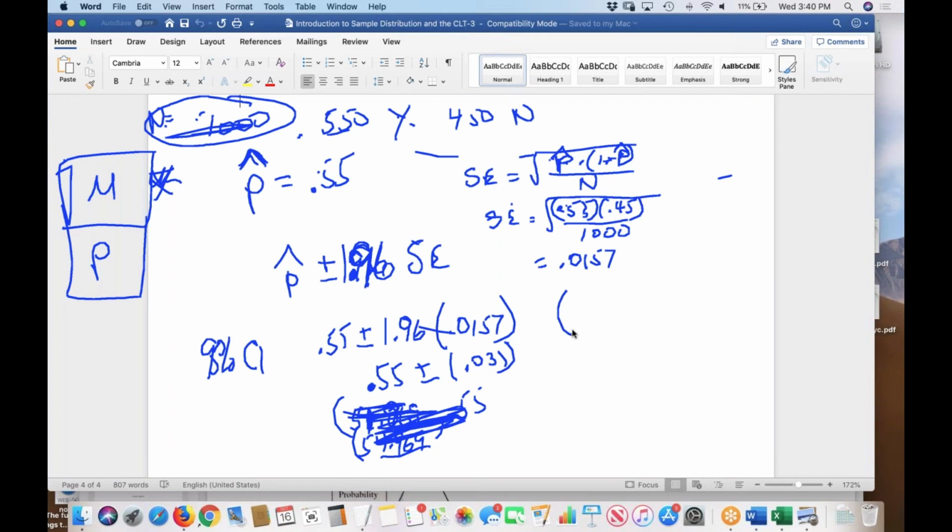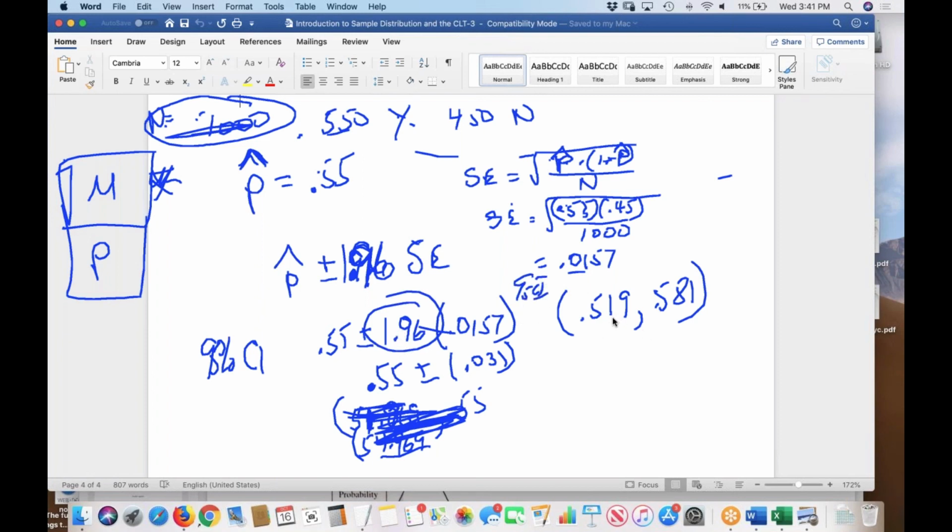0.55 minus 0.03 is 0.519, comma, and added to it, it's 0.581. Okay, are we happy with that? Am I right? Look up at it, tell me I'm right. Is that a 95% confidence interval? How do you know it's 95%? Because what am I multiplying my 0.01, my standard error by? 1.96. Okay, so that's my 95% confidence interval.